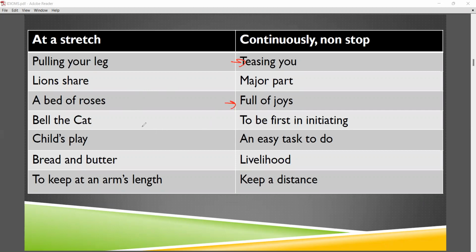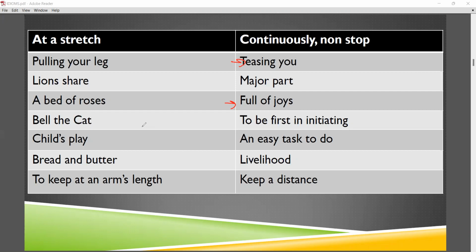Bell the cat. There's not important, I would say, but there's a story behind this idiom. Bell the cat. Whenever we say that someone has to bell the cat, that means that particular person has to make the first move. He has to be first in initiating, or maybe he has to volunteer to do a dangerous job. So that is belling the cat.